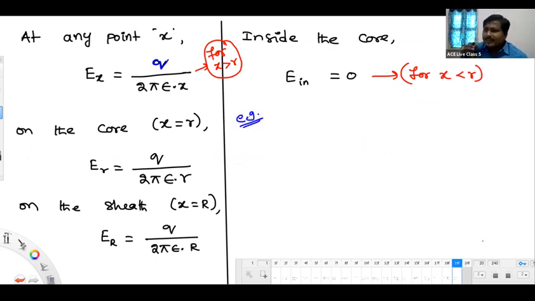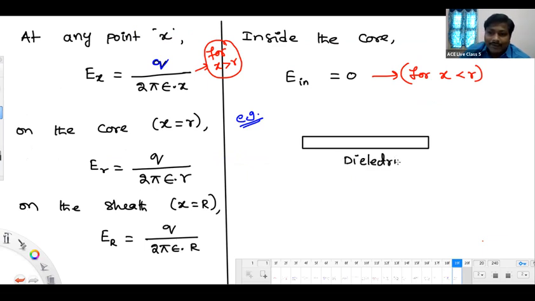Taking a very simple example. Don't confuse it and don't complicate it; think of it in a simple view. This is one dielectric material. One side we have point A, and the other side we have point B.